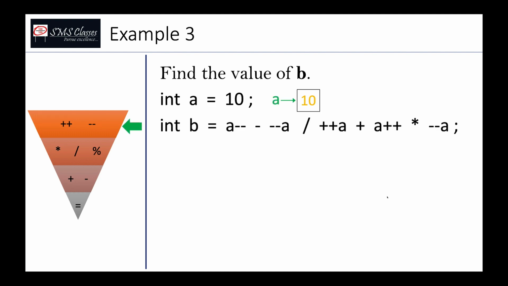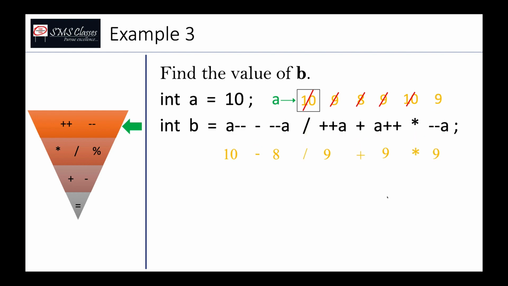So the first precedence goes to increment decrement operators. I do that from left to right. On my left, I see a minus minus, that is post decrement. So first I substitute, then decrement the value. Then pre-decrement, I first decrement and substitute. Pre-increment, I first increment and substitute. Post-increment, I first substitute, then increment. Pre-decrement, I decrement and substitute.